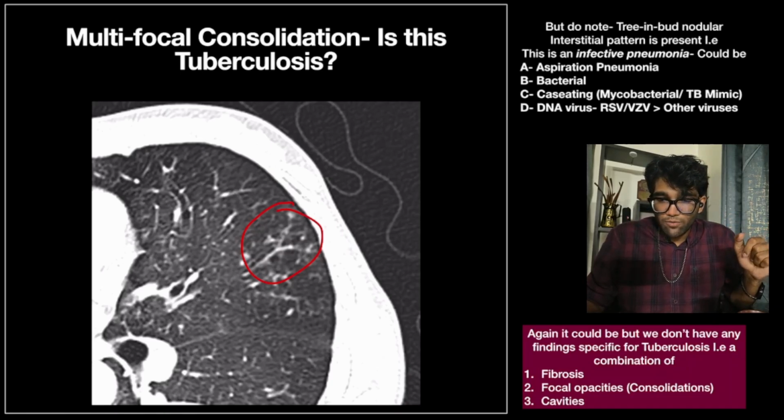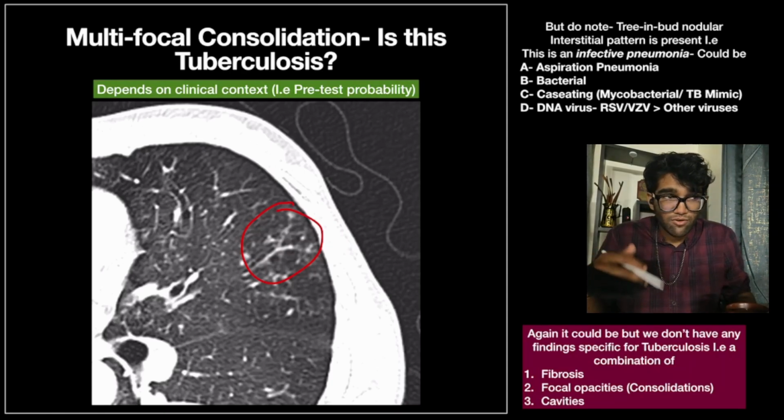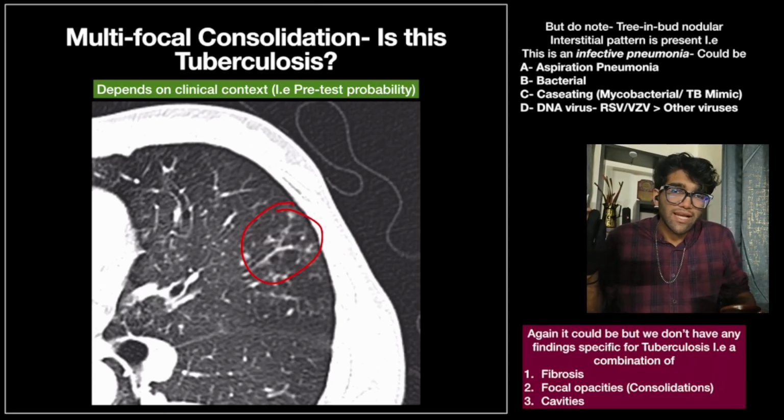So this could be any of these. It could be a bacterial infection, it could be a mycobacterial infection, it could be a DNA virus infection, even less commonly an RNA virus infection, and it could be even aspiration pneumonia. So it just depends on the clinical context. And the only thing is that in India, the base rates of all of these diseases are so skewed, that is, tuberculosis is so common that the pretest probability almost always indicates that tuberculosis is almost 10 times more likely in any given scenario.